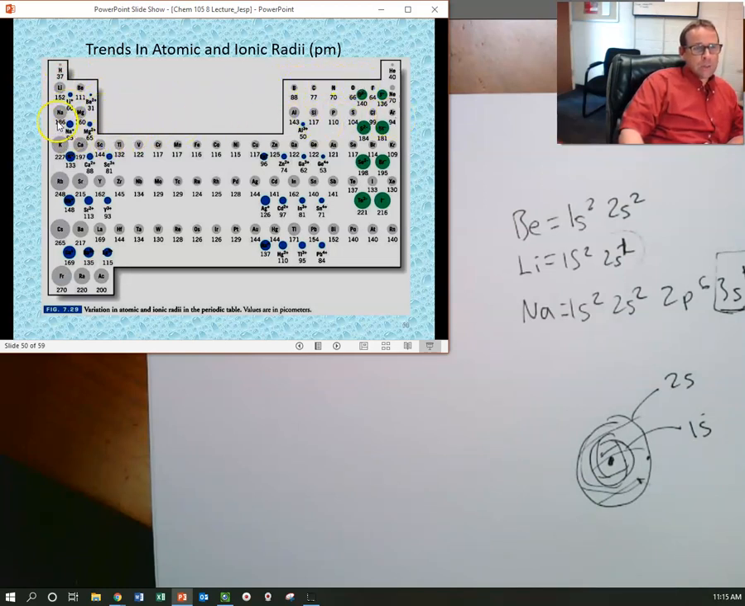All right, so it's going into the same shell, A, like you mentioned, and then B, you're increasing the number of protons, so there's a stronger positive charge pulling them in. Kind of like parents. Yeah, go ahead, Chloe.